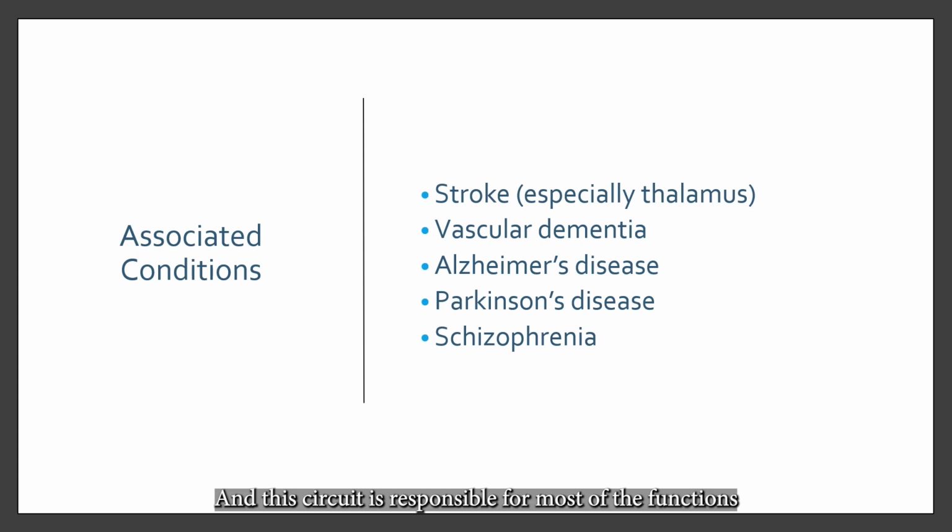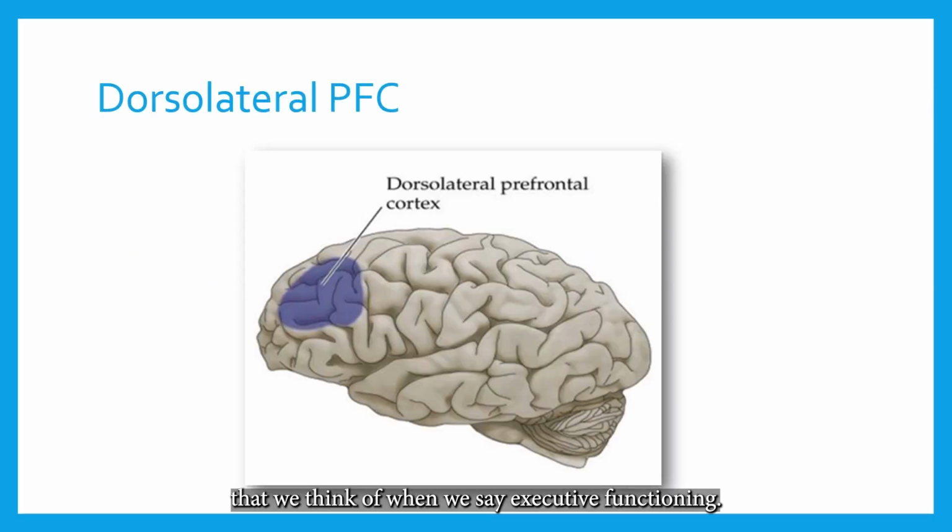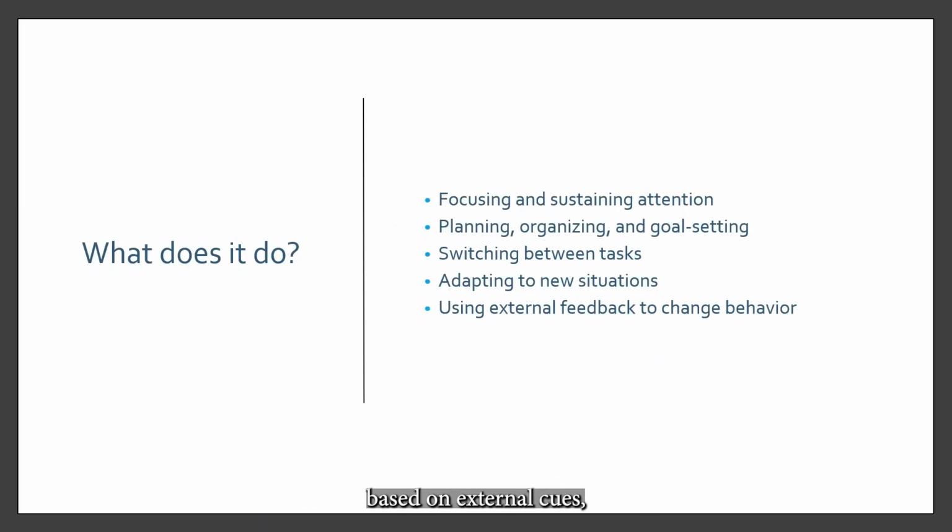And this circuit is responsible for most of the functions that we think of when we say executive functioning. So a lot of those higher level cognitive processes. This one has the least direct control on social behavior and emotions. This circuit is responsible for focusing and sustaining attention, planning, organizing, and goal setting based on external cues, switching between tasks, adapting to new situations, and then using external feedback to change behavior.